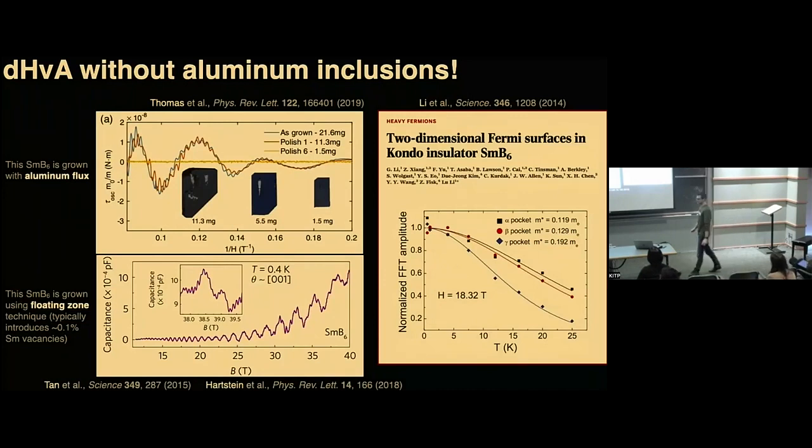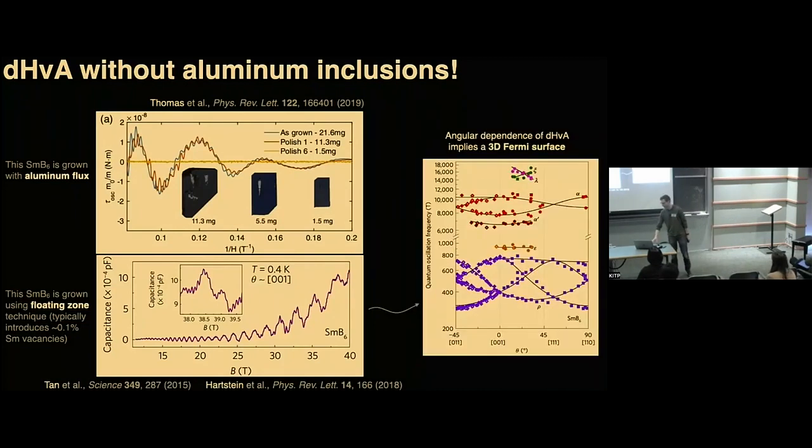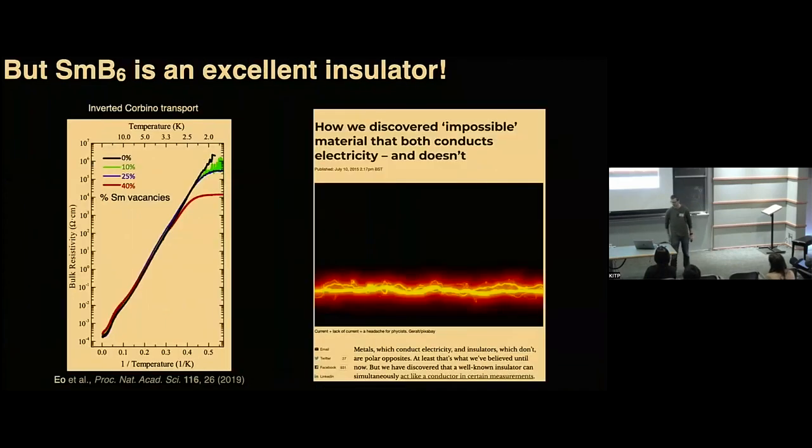And this signal is a little bit different too. If you map its angular dependence, it looks like a 3-dimensional Fermi surface. So this is a bulk Fermi surface existing in samarium hexaboride at 400 millikelvin. And that's a real problem because samarium hexaboride is an excellent insulator. It should not have a bulk Fermi surface.